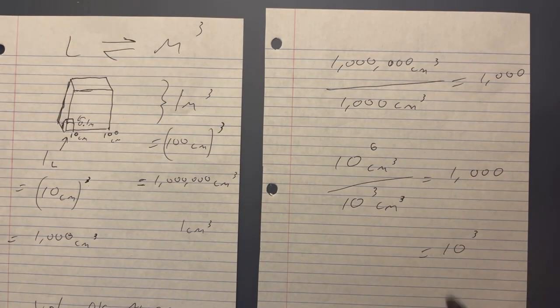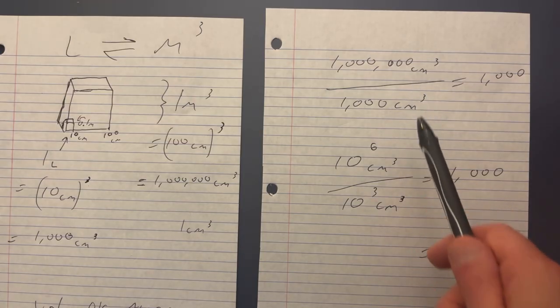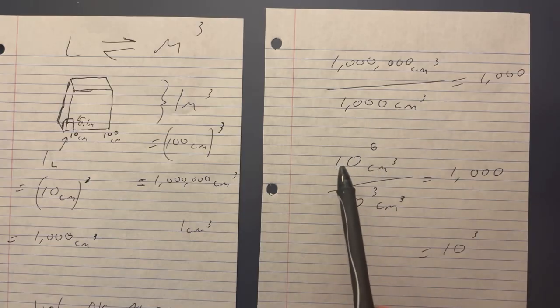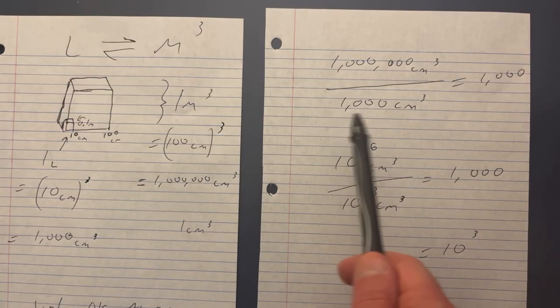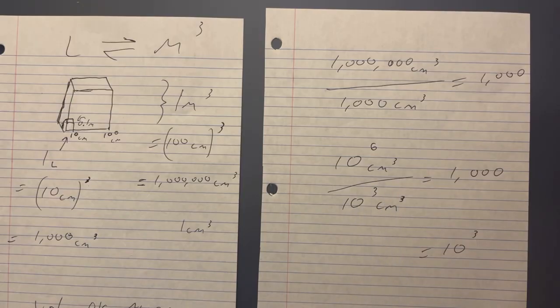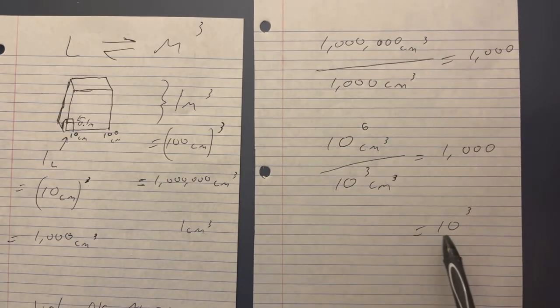If you want to make this appear a little more confusing, you can put exponents all over the place. Turn that million cubic centimeters into 10 to the 6 cubic centimeters. The 1,000 cubic centimeters will become 10 to the 3rd cubic centimeters. So now we have 10 to the 6 centimeters to the 3rd over 10 to the 3rd centimeters to the 3rd, and you get the same answer of 10 to the 3rd. Just a little more confusing.